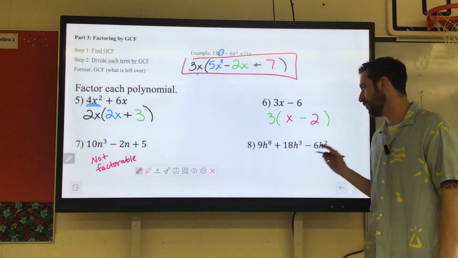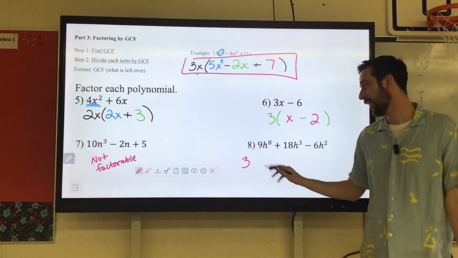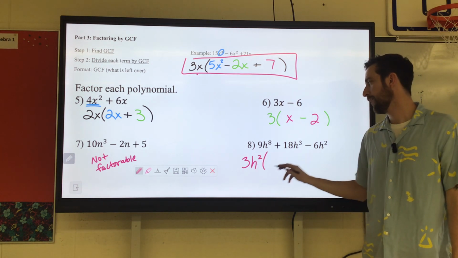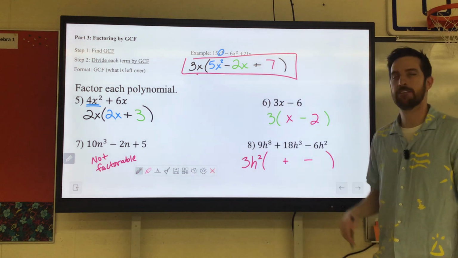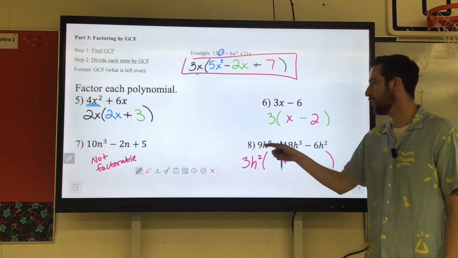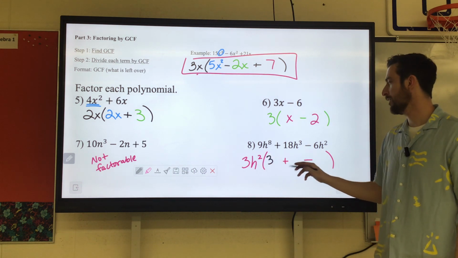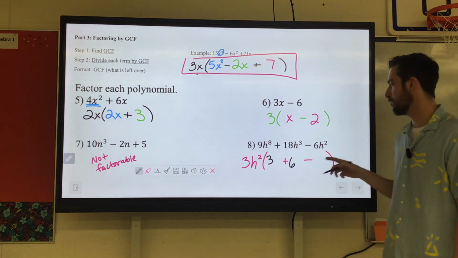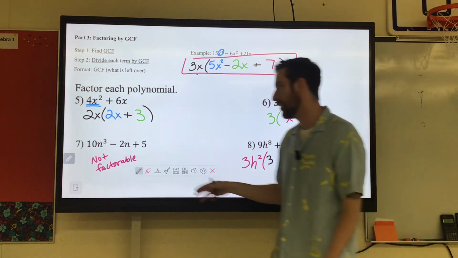Number 8, 9h to the 8th, 18h to the 3rd, 6h to the 2nd. I see the numbers in front. I know 3 goes into all of them. They all have at least h to the 2nd power. Let's get the numbers in front first. 3 times what gives you 9? It's 3 times 3. 3 times what gives you 18? That's 3 times 6. 3 times what gives you negative 6? Negative 2.